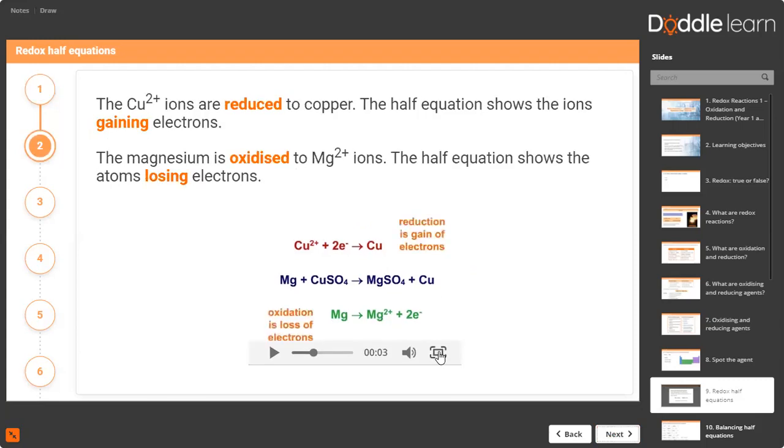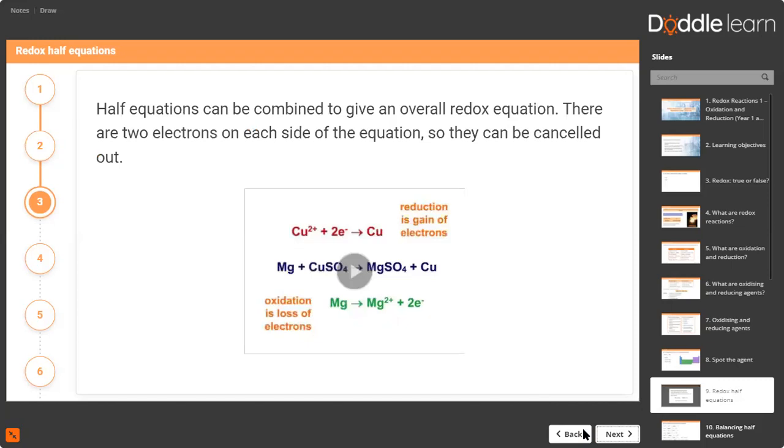So the Cu2+ ions are reduced to copper. This half equation shows us the ions gaining electrons. So here is our ion Cu2+ gaining 2 electrons. Therefore, we get copper. And remember, reduction is gain of electrons. So we have this gain of electrons here. Whereas down at the bottom, our magnesium is oxidized to Mg2+ ions, plus our 2 electrons. So this is showing that our atom has lost those electrons during that process.